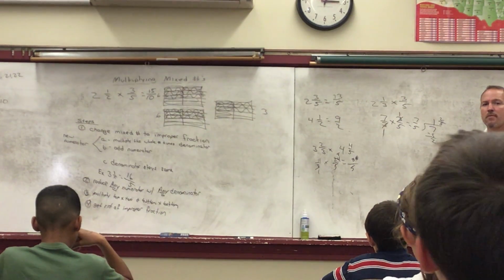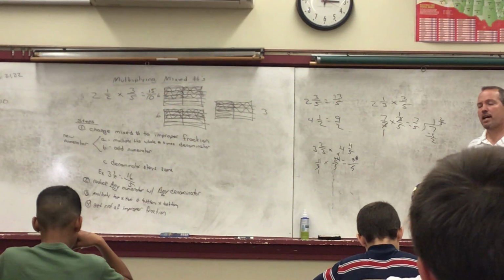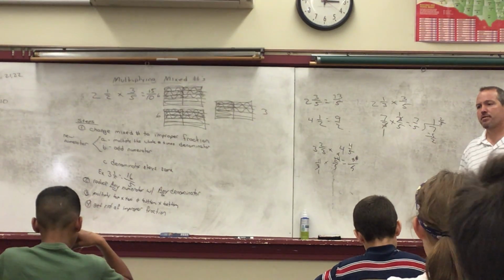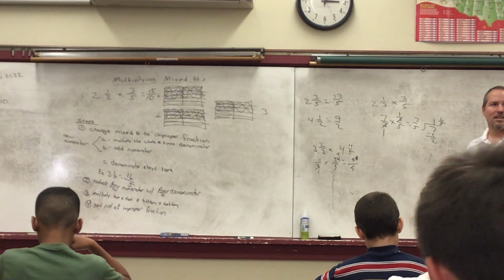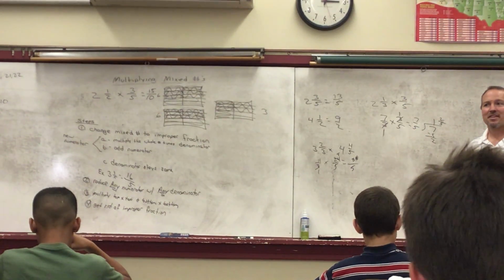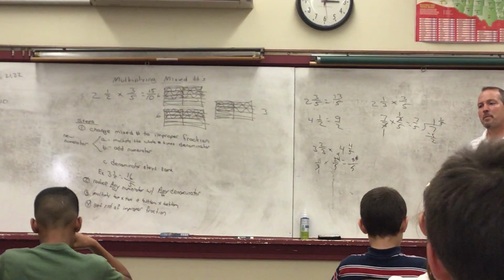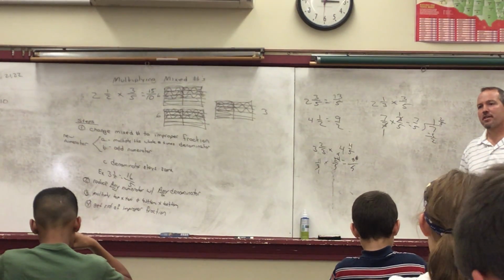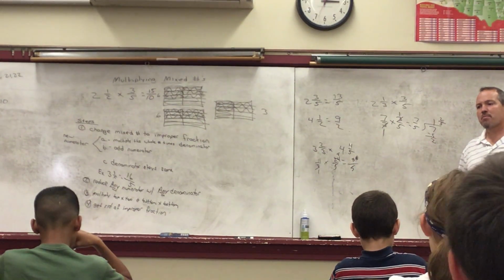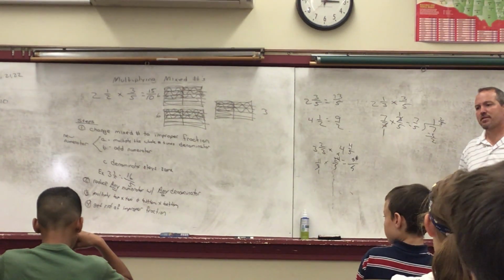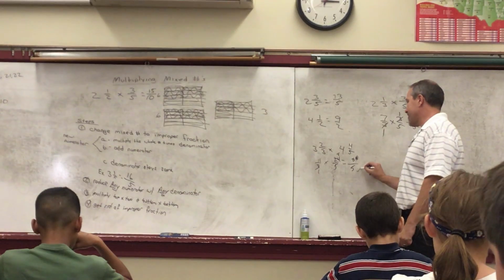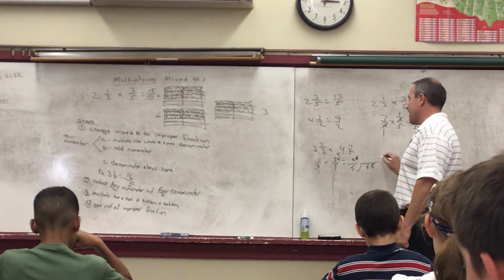Declan, how do you get rid of an improper fraction? Divide the top by the bottom. Brian, how do you get rid of an improper fraction? Steph, how do you get rid of an improper fraction? Divide the top by the bottom. Brian, how do you get rid of an improper fraction? Divide the top by the bottom. You can't get inside of your head, Brian. You have to decide if you're going to listen or not.